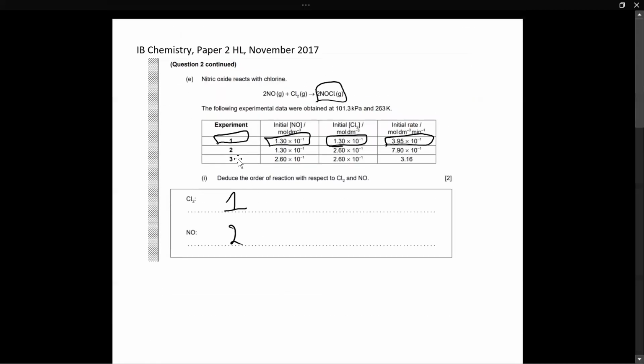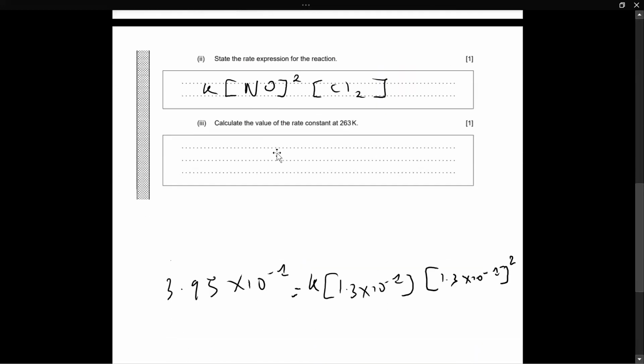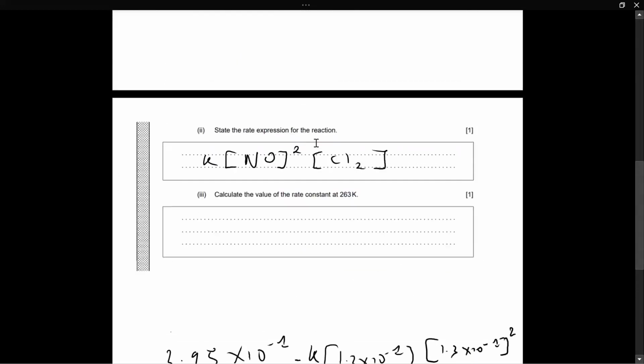Now we have these values, and I just want to clarify one more thing. Out of these 3 experiments, you can substitute the values of any experiment. It really does not matter. You can do 1, you can do 2, you can do 3. Any experiment that you choose to substitute will give you the correct answer. I just chose experiment 1 because it's easier for me, and I just think that would be the best way to go.